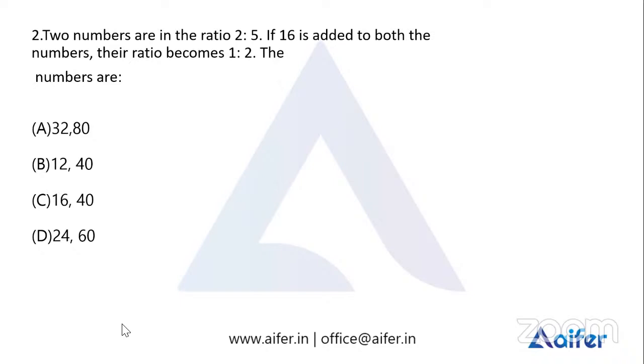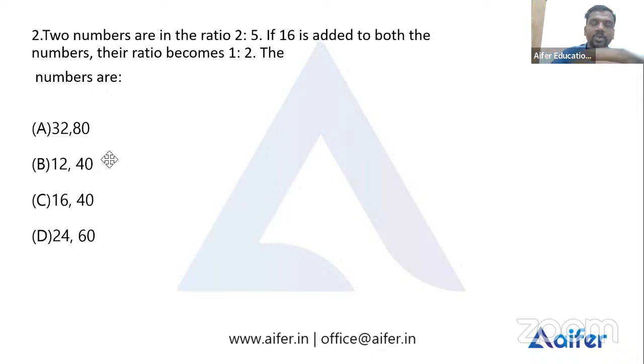Two numbers are in the ratio 2:5. If 16 is added to both the numbers, the ratio becomes 1:2. The numbers are? Let's try to do the question. We can solve this question in the same pattern as we have done the last question.